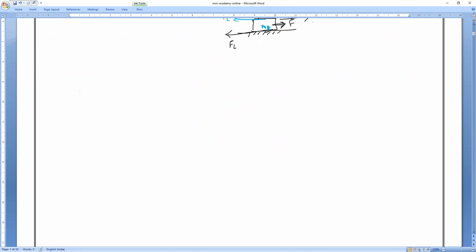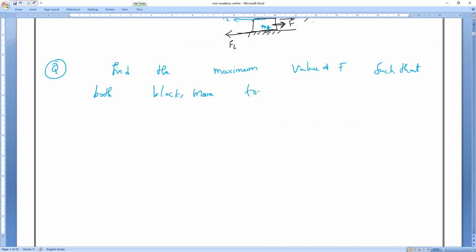Now, as for the question we already solved, we are going to see it once again, so observe very carefully. Find the maximum value of F such that, what is our target? Both blocks move together. That is our ultimate goal.